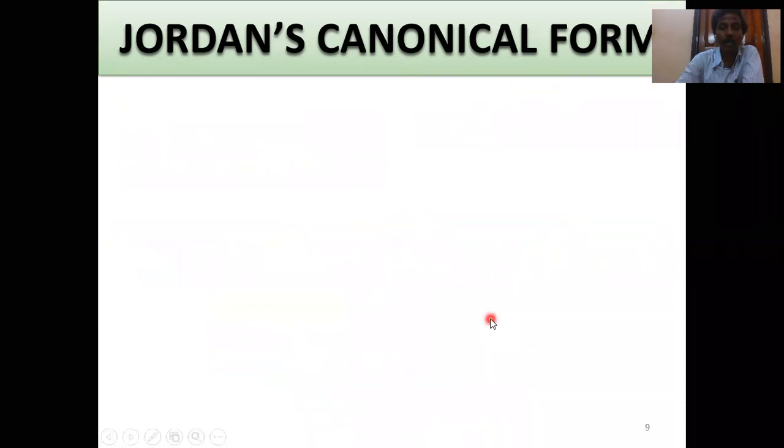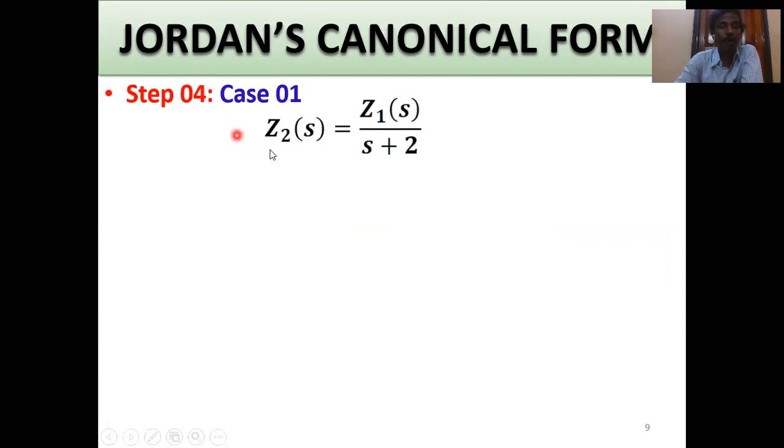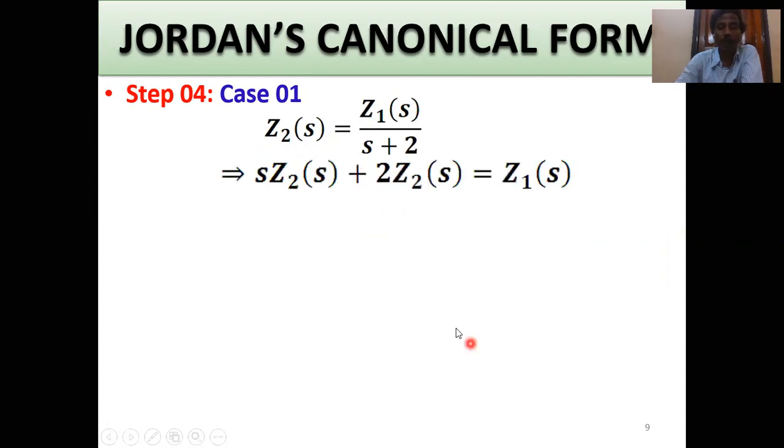Then calculate case number 1, step number 4, case 1. Z2(s) equals what? Z1(s) by s plus 2. Cross multiplication: just multiply this into this. So s into Z2(s) plus 2 into Z2(s) equals Z1(s).